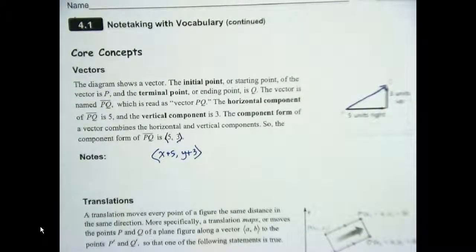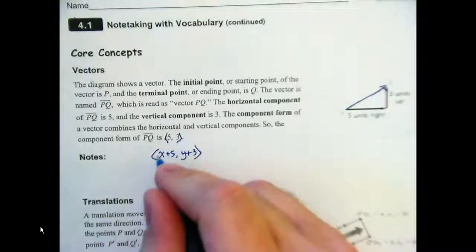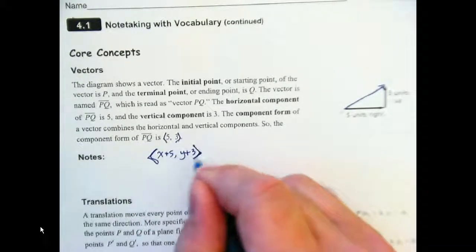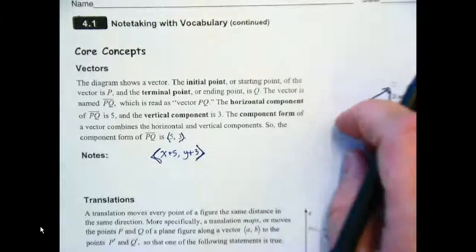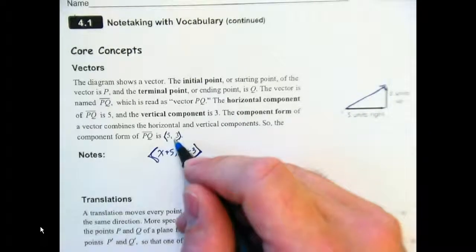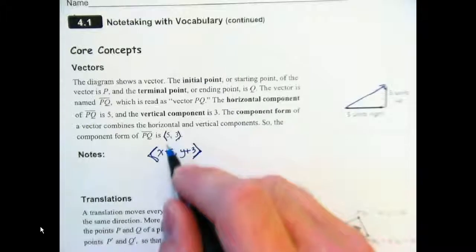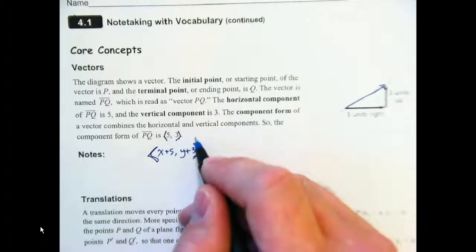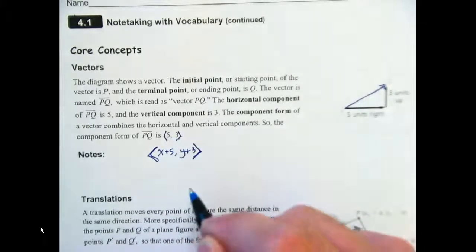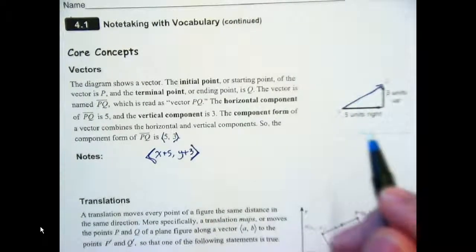Yeah, Cynthia. Yeah, that's called vector notation rather than ordered pair notation. Okay, so you don't get it confused with an ordered pair. That's a good question. You're not moving to the coordinate 5, 3. You're moving 5 and then 3. Okay? You're moving the vector 5, 3.